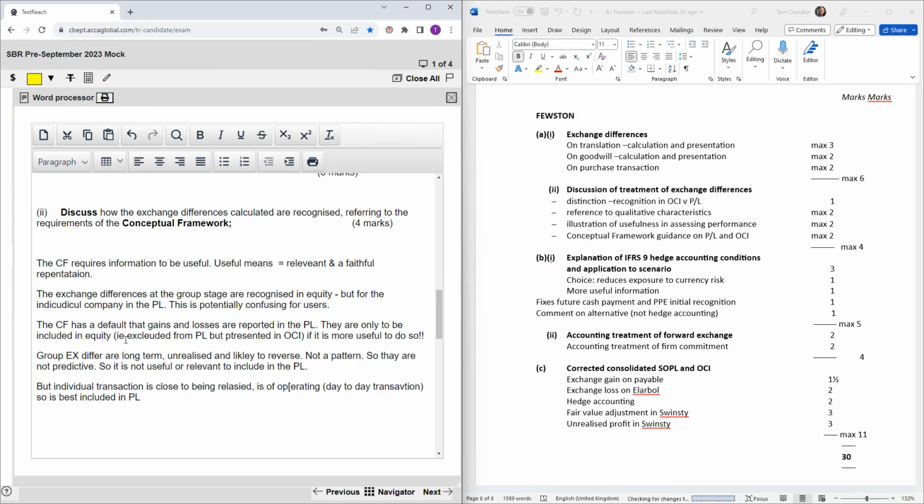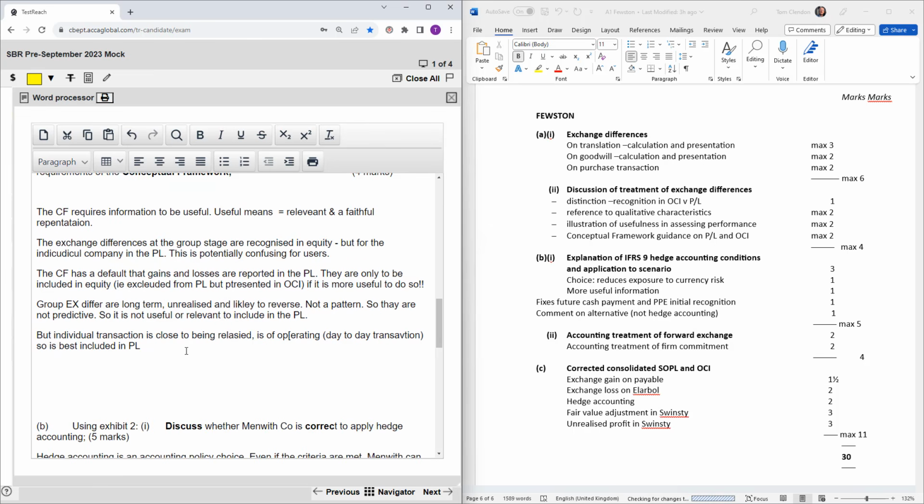Do I give myself 4? Do I give myself 3? If I'm being really harsh, I give myself 3. If I'm being generous, I might give myself 4. Yeah, I might say every point there is worth a mark. So you know, it's a judgment. I'm giving myself 3 out of 4. I'm being harsh.